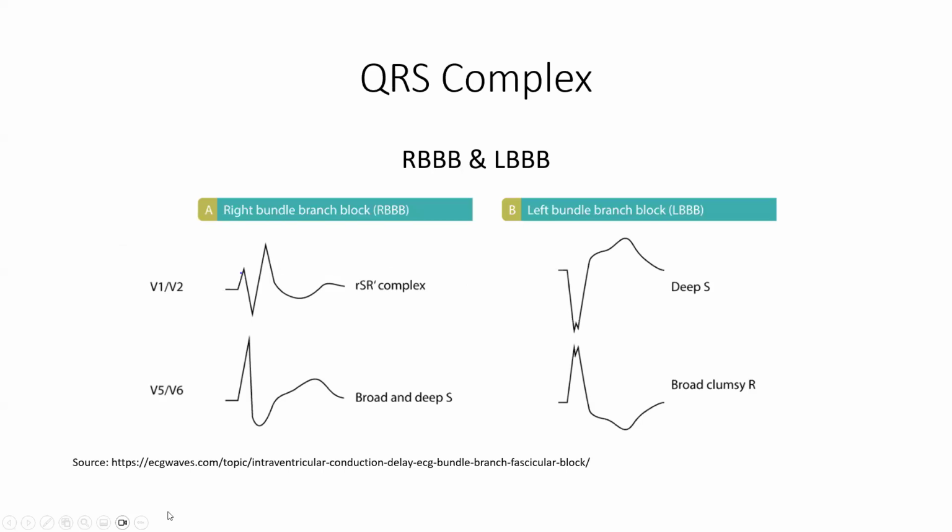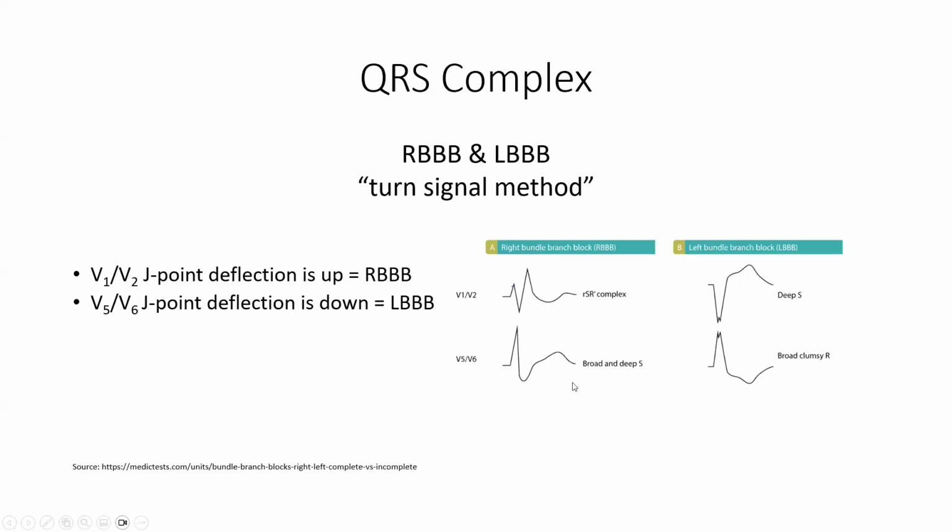Right bundle branch block in V1 and V2, there's upward deflection initially, and it can look like an M. In V5 and V6, there's a broad and deep S wave. Left bundle branch block in V1, V2, there's a deep S wave. V5 and V6, the QRS is very broad and it can be notched. A couple of different ways to look at pattern recognition.